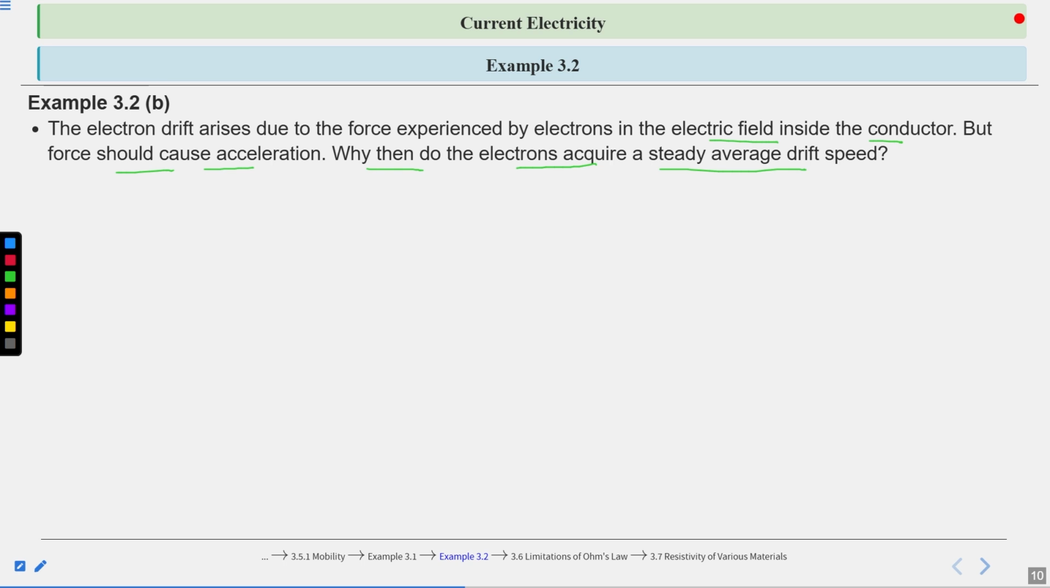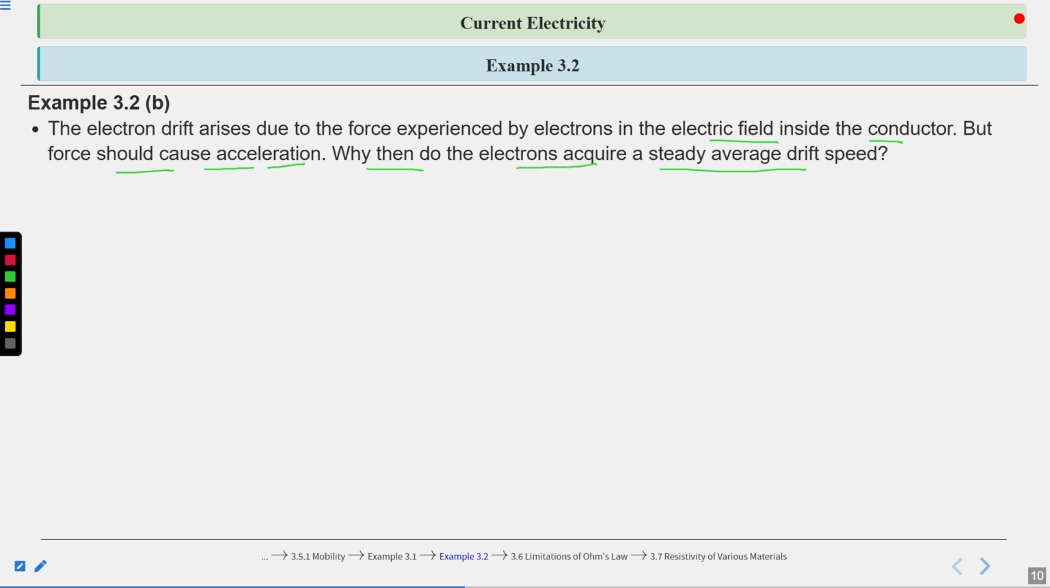We have discussed that electrons experience force due to electric field. Also, force causes acceleration. Then why are we not considering acceleration when we are saying that electrons have drift velocity, which is constant, given by v equal to minus eEτ upon m, which is constant for electrons for a given material? So why are we taking that drift velocity steady while there is acceleration?